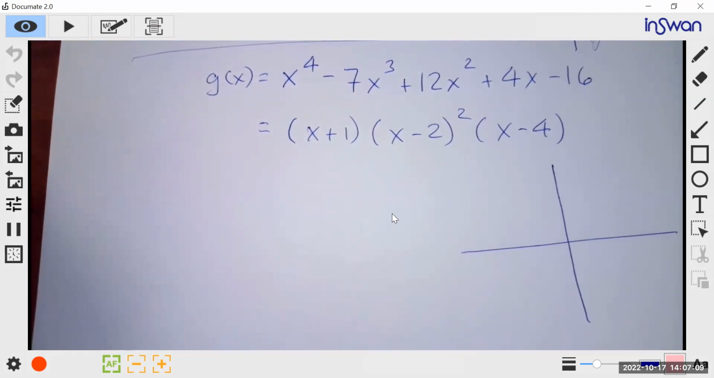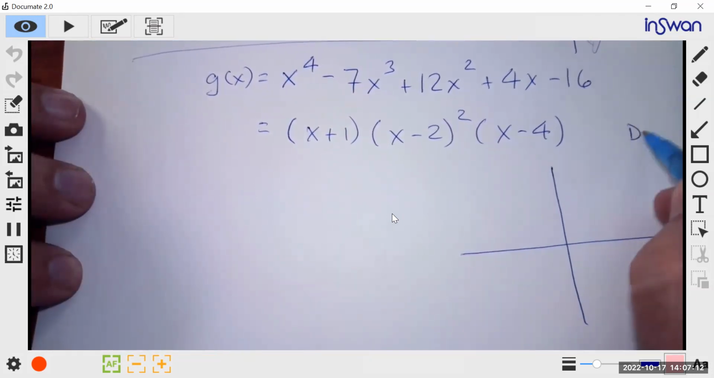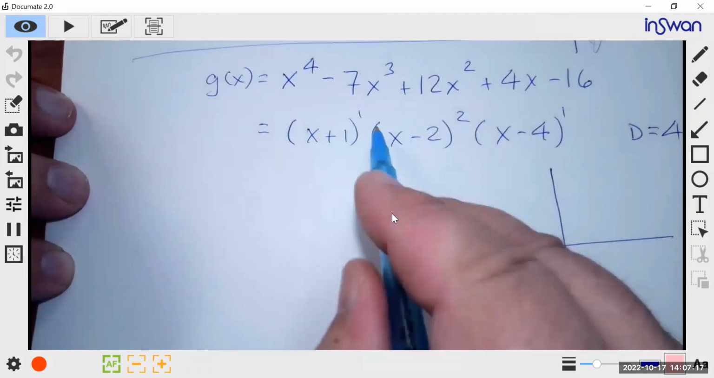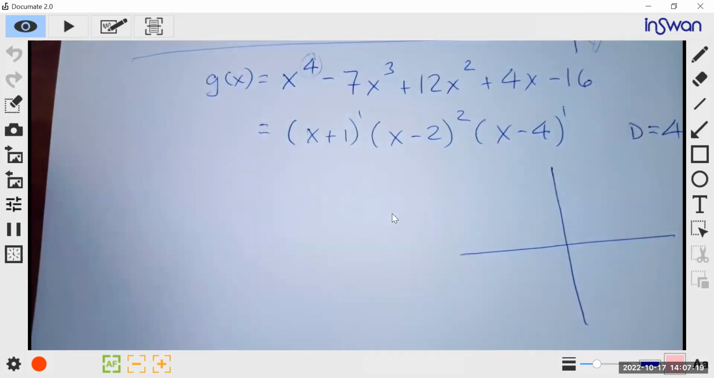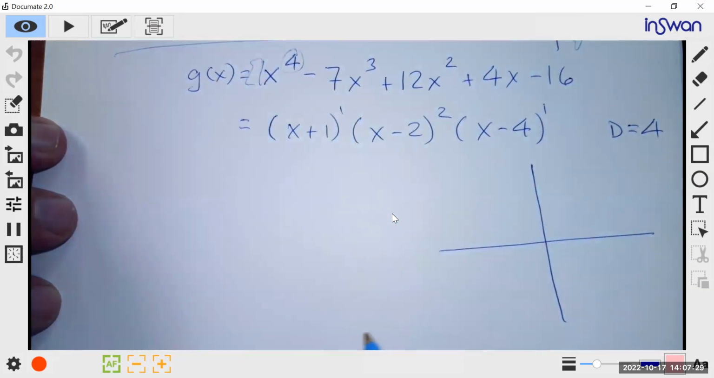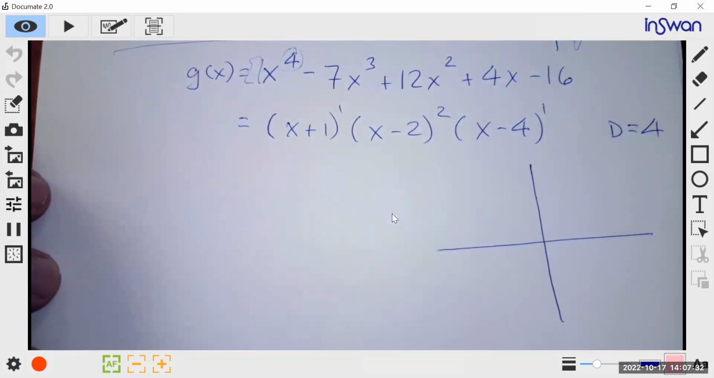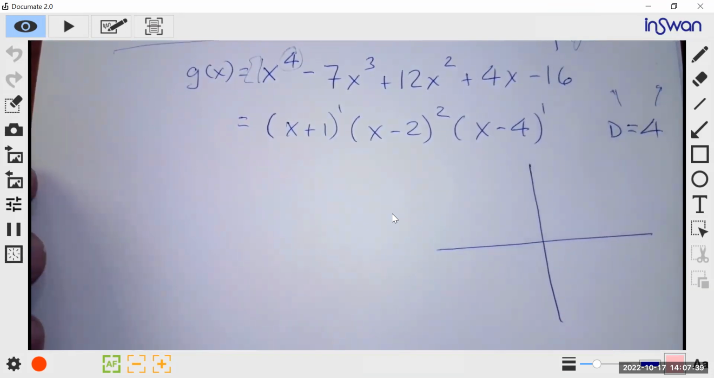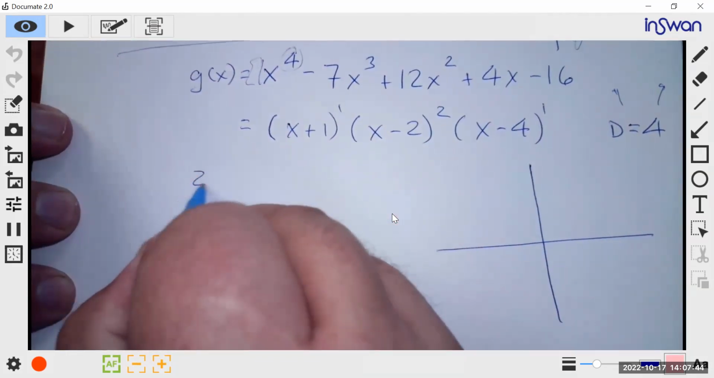So what's the degree? Yeah, 1 plus 2 plus 1, or look up here, that's degree 4. So is a positive or negative? Yeah, the leading coefficient is positive and the degree is 4. So what does it tell me the graph's going to look like? Yeah, both ends going the same direction, both ends going up. So our zeros are where?